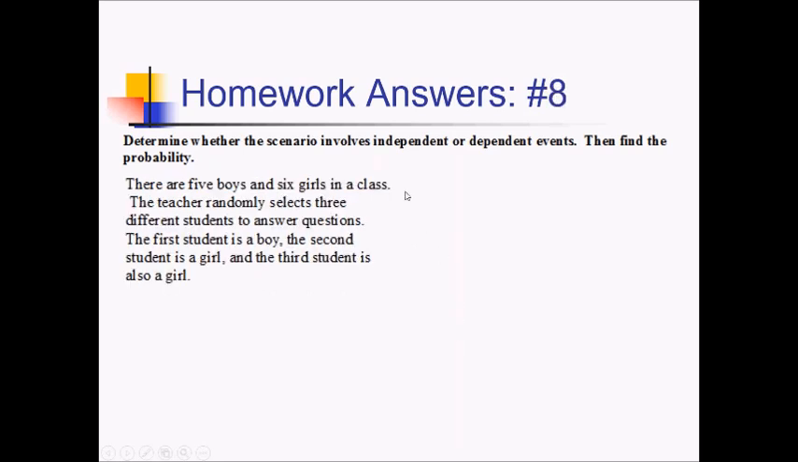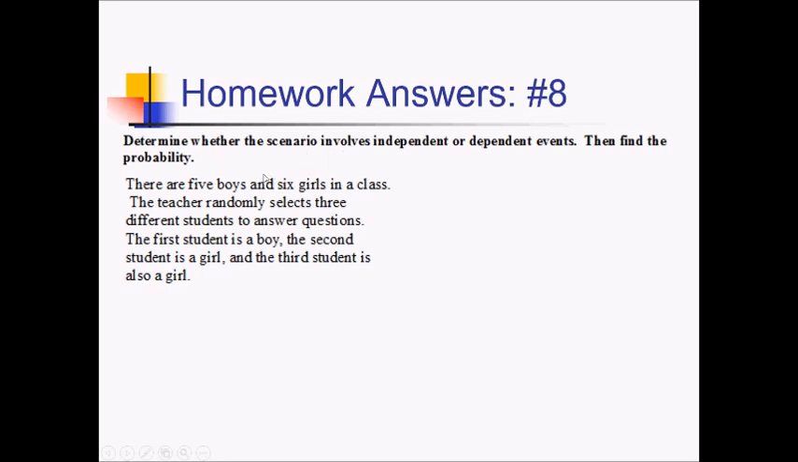For this one, we want to figure out if this is an independent or dependent series of events, and the probability. So we've got 5 boys and 6 girls in a class, and our teacher's randomly selecting 3 different students. We're not going to keep calling on the same student to answer questions. So we want to know the probability that the first student is a boy, the second is a girl, and the third is a girl. Let's start with the whole independent versus dependent thing.